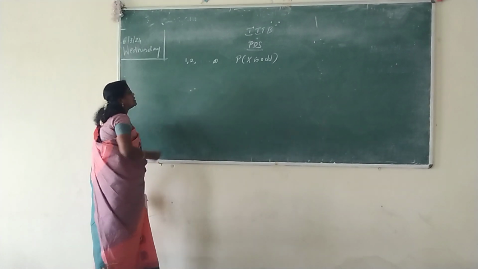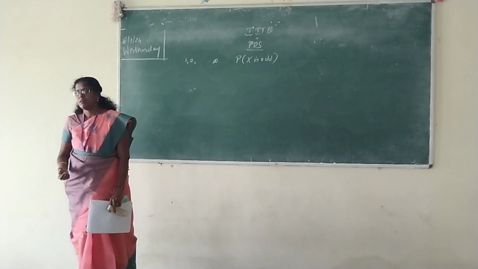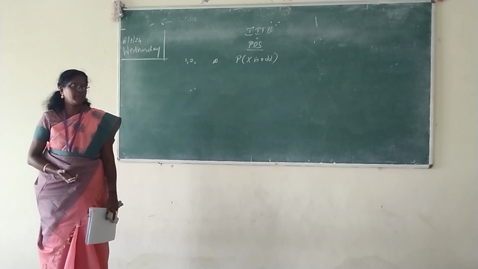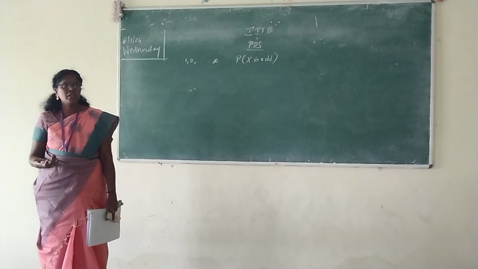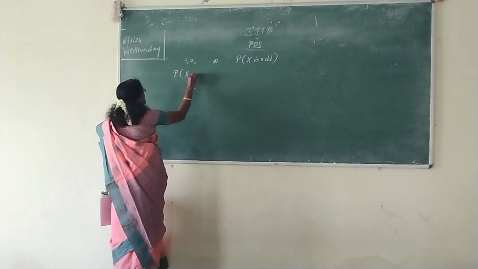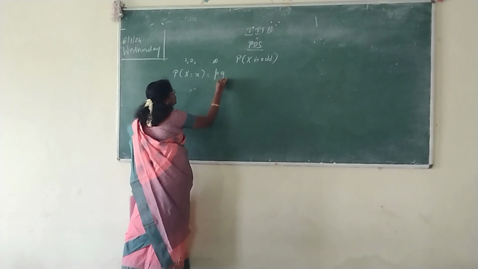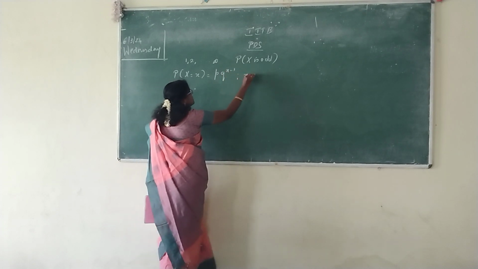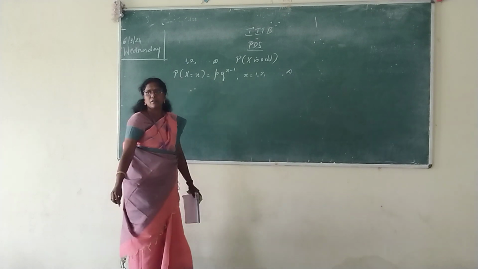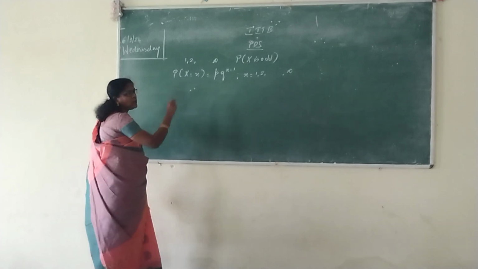Given X is a geometric variate. Therefore, probability of capital X equal to small x is equal to P q power x minus 1, where x varies from 1 to infinity. That is the definition. So now we will discuss the case for x is odd.